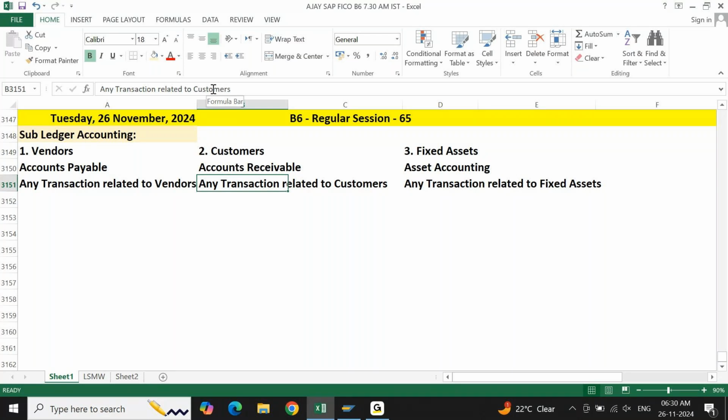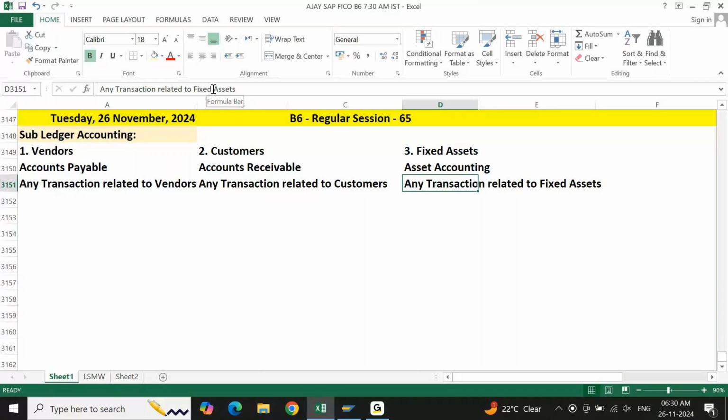Blindly you think that anything related to customer account is a subledger accounts receivable AR module. Similarly, anywhere you find fixed asset, either debited or credited, straight away this is your asset accounting transaction. Meaning, first point, be in a position to recognize that this is related to subledger transaction, related to AP module, AR module, or fixed asset module.